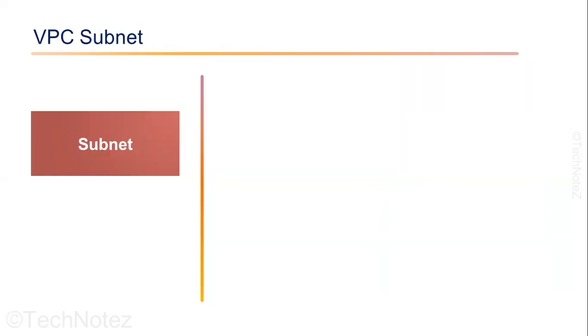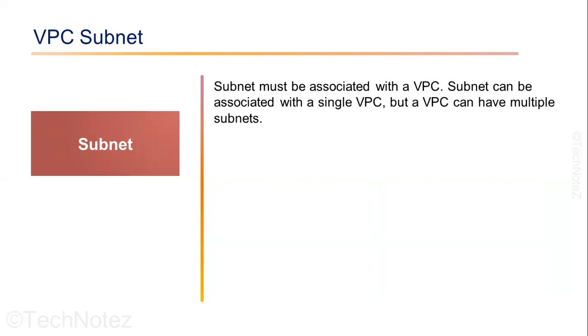So first, let's talk about subnet. A subnet is a range of IP addresses within a VPC that allows you to group the instances based on security and operational requirements. The subnet must be associated with a VPC. You can associate a subnet with a single VPC, but a VPC can have multiple subnets.